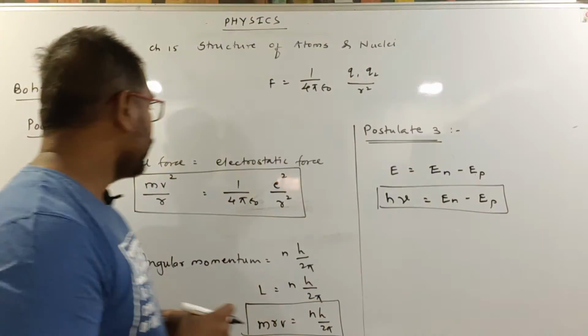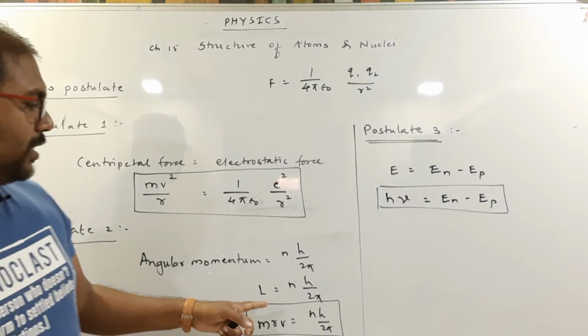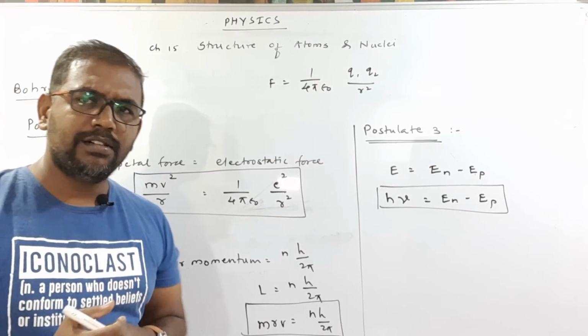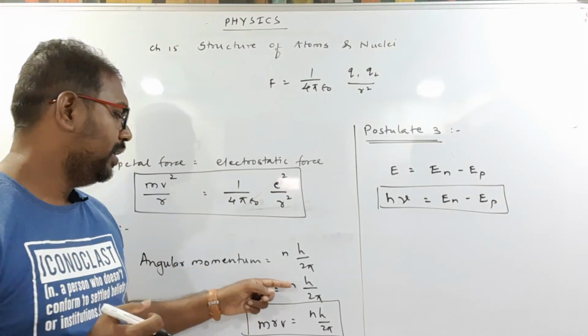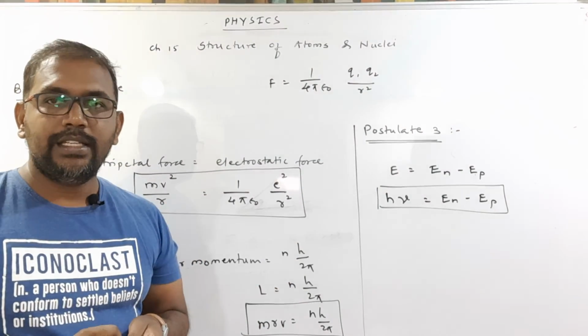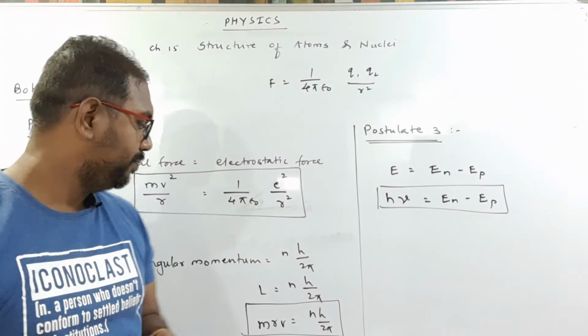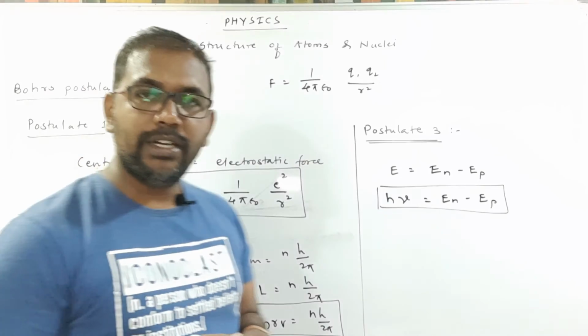Remember one thing: this n is 1, 2, 3, 4, and so on. This n is also called the principal quantum number. In this formula, n is the number of the orbit. It is also called the principal quantum number. Now we have to learn the next article.